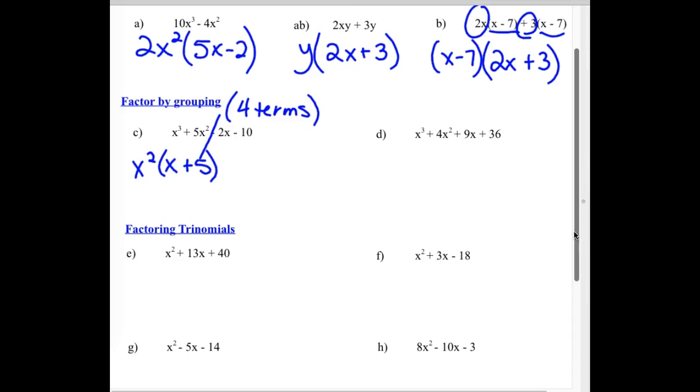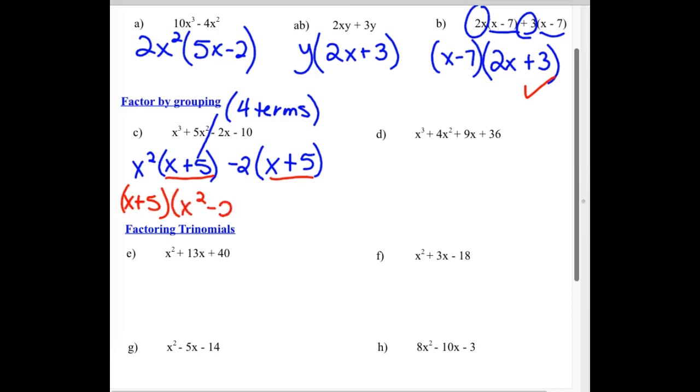Then I look at the second pair of numbers, and that is the negative 2x minus 10, and I look to see what's a common factor there. I can pull out a negative 2 from those 2. It leaves me an x plus 5 as well. And because these terms match, we can do what we just did up here in this example, where they had that common factor of x plus 5. So we're going to pull out that common factor, and then we have the x squared minus 2 as our second factor, the leftover pieces.